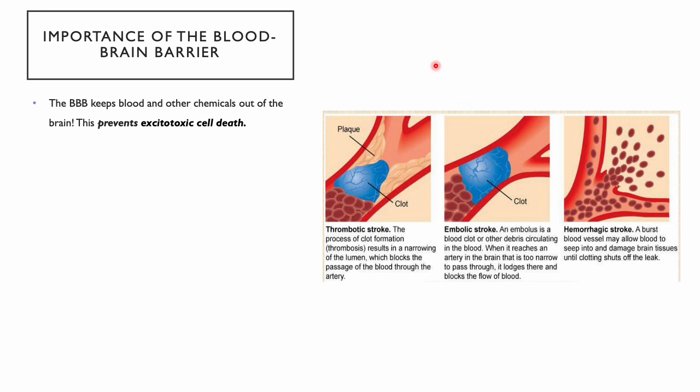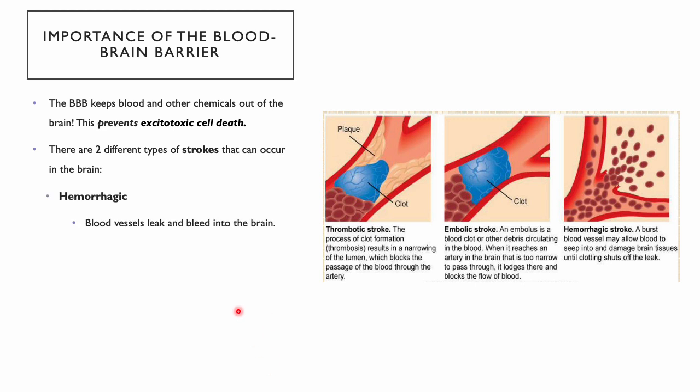So I've already talked about the importance of the blood-brain barrier because it helps keep blood and other chemicals out of the brain. And this is essential for preventing excitotoxicity, in which cells get overexcited. And we'll talk about what happens during that process. But this can be very detrimental to the brain and cause long-term damage. So there are two different types of strokes that can occur in the brain. You may have heard of them before.